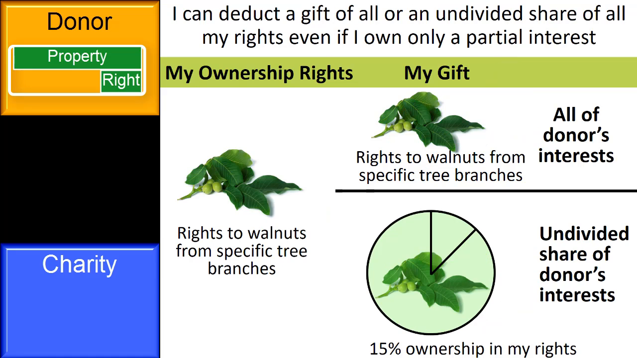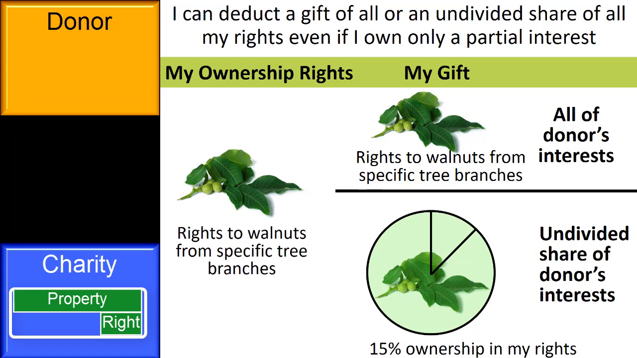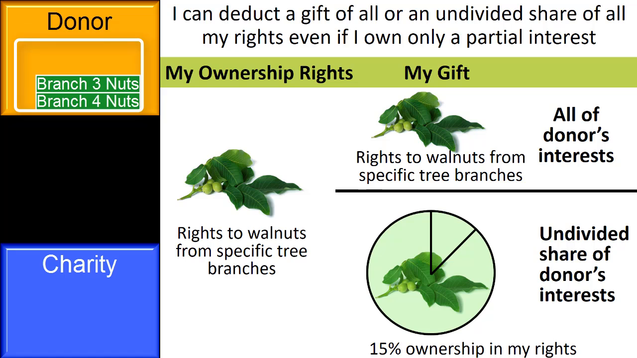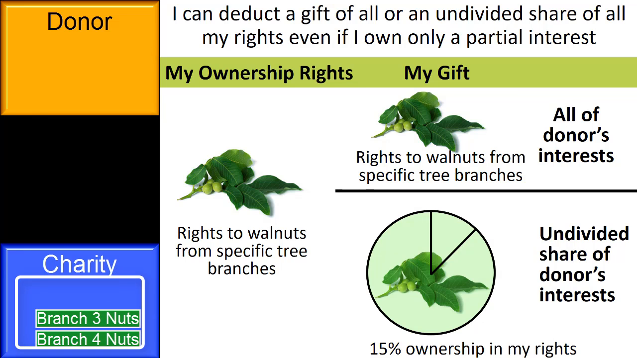The donor is allowed to deduct the gift of a partial interest in property if the donor does not retain some other type of interest different from the type of interest given to the charity. So, to return to the walnut tree analogy from the previous lecture, suppose that the donor does not own a walnut tree, but instead owns only the rights to walnuts from specific tree branches. The donor may contribute all of his rights in the specific tree branches to a charity and receive an income tax deduction. Why is the donor allowed to deduct such a gift of partial interest to a charity?